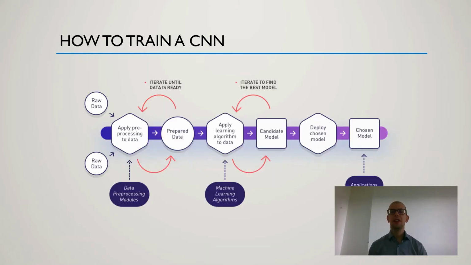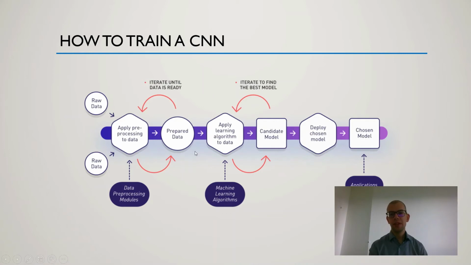So how do we train such a CNN in particular? Well, it's quite a complicated process because this is an iterative process. As you can see, there are two iterative loops here. So first of all, you get some raw data here. And what you do afterwards is you apply some pre-processing to the data. For example, you might have to change the contrast, normalize the intensity, stuff like that.